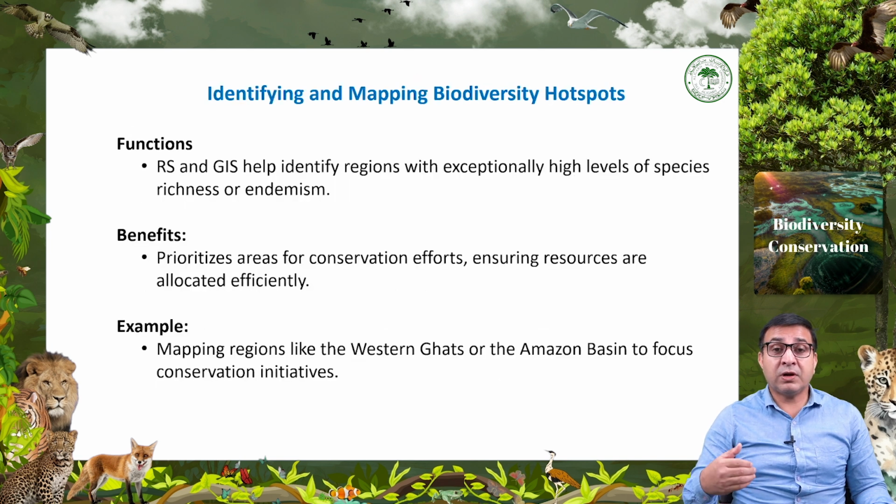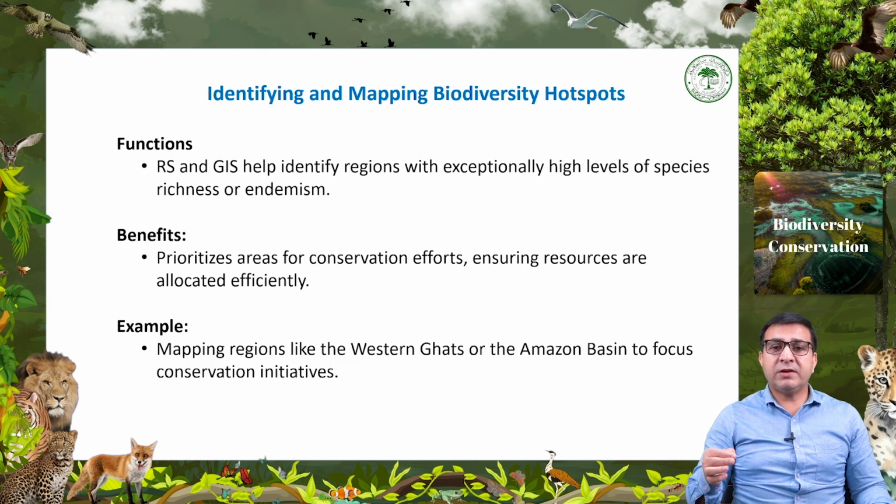Another application of RS and GIS is to identify biodiversity hotspots. As we know, biodiversity hotspots are regions that are rich in species diversity but are under significant threats from human activities like deforestation or urbanization, and RS and GIS are used to identify and map these critical areas, allowing conservationists to focus their efforts where they are needed most.